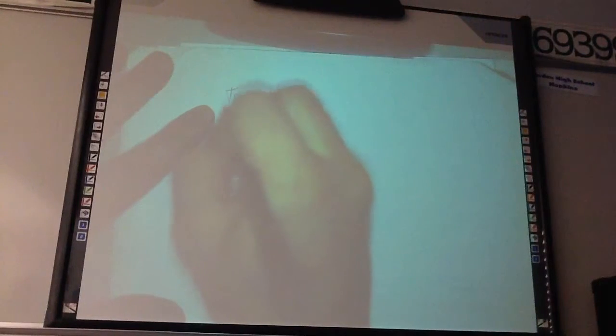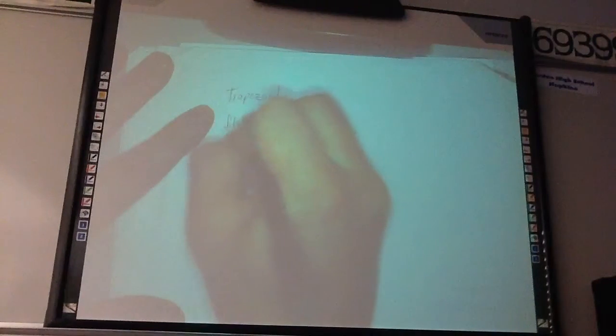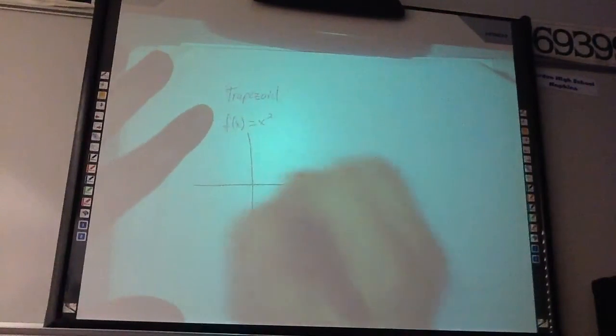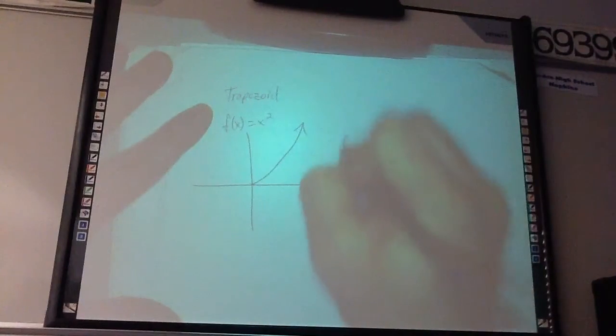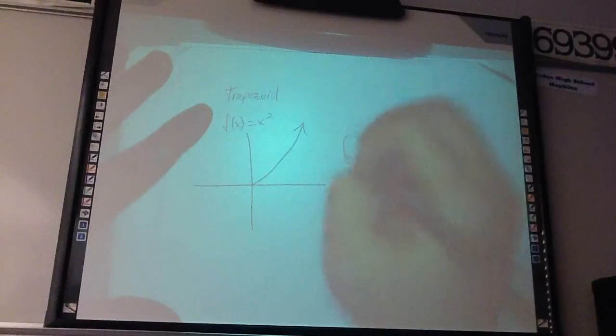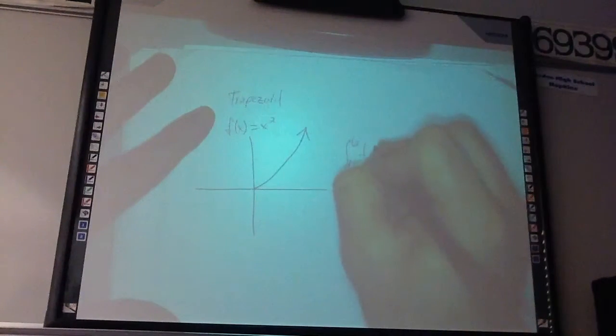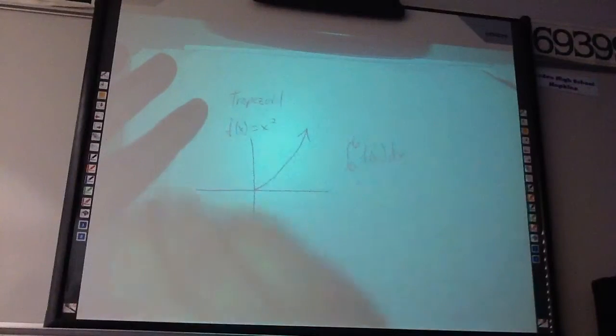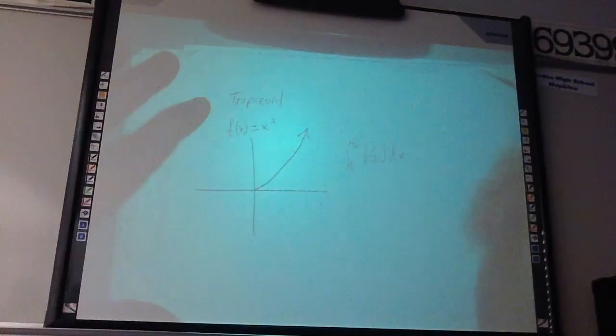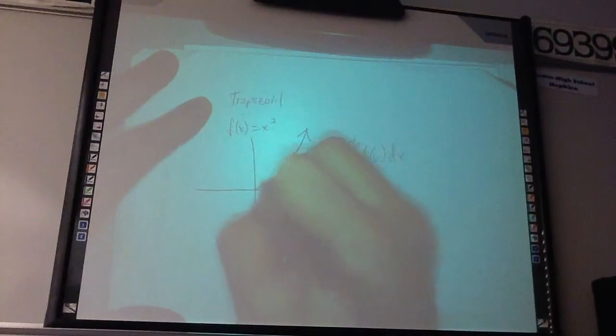So let's say it's just x squared, and we want to find the area under the curve between 0 and 6. We're going to use the trapezoid approximation method because we don't remember how to do actual integrals. So you do base 1 plus base 2 times the length. Sometimes a picture helps.